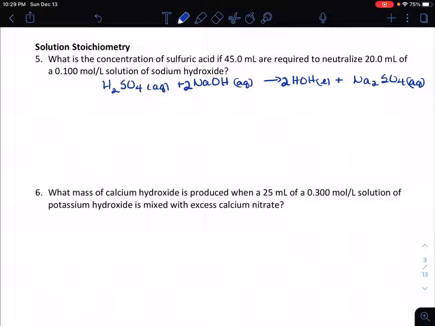So now I'm going to write down the information. I've got 45 mL of H2SO4. I'm going to change that right away, to liters. And I want to find out the concentration. So this is what I'm looking for. For my sodium hydroxide, I've got 20 mL. Again, I'm going to change it to liters. And I've got a concentration of 0.1 mole per liter.